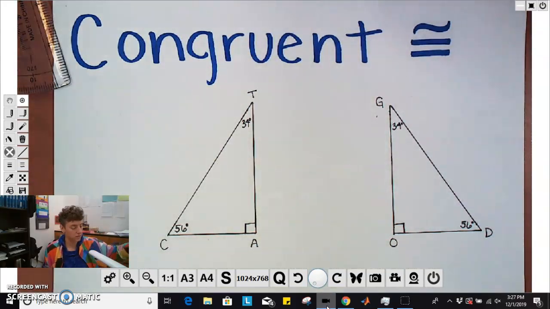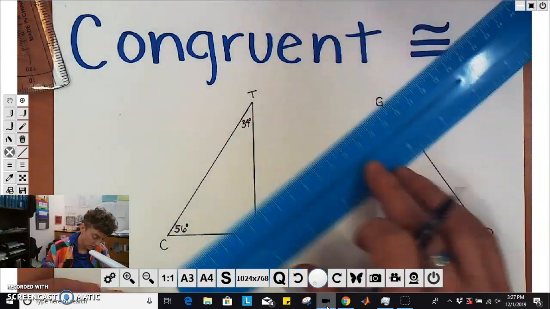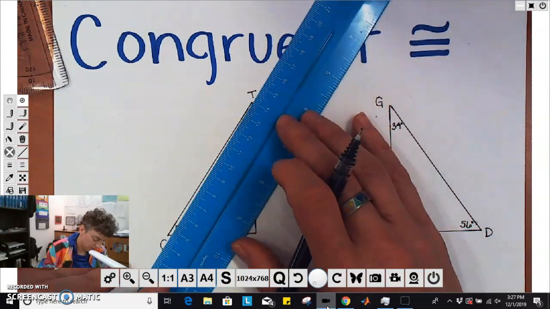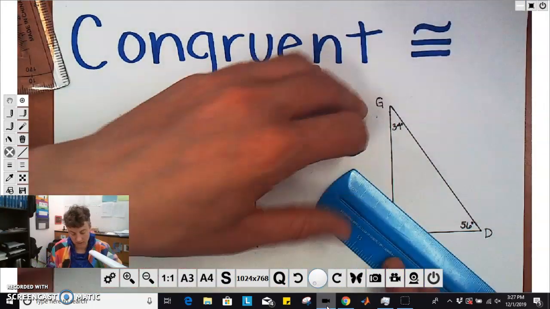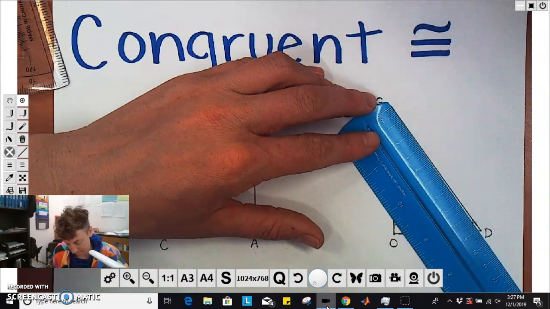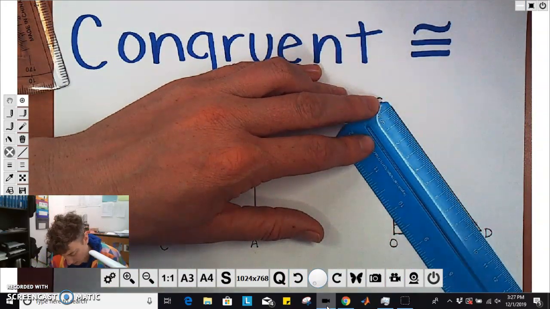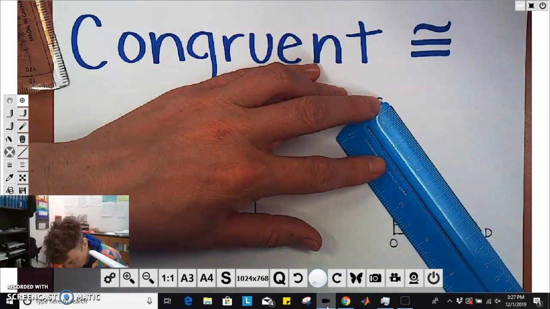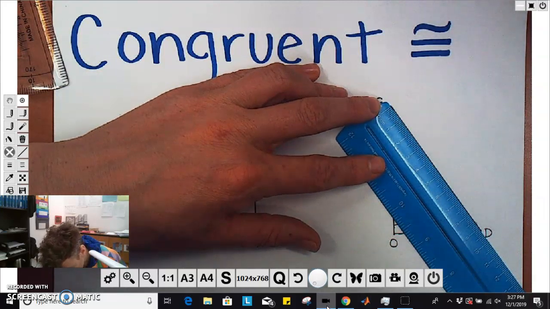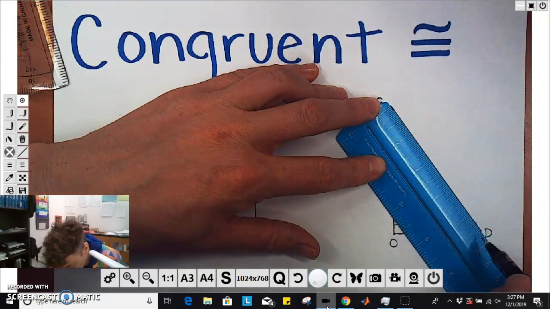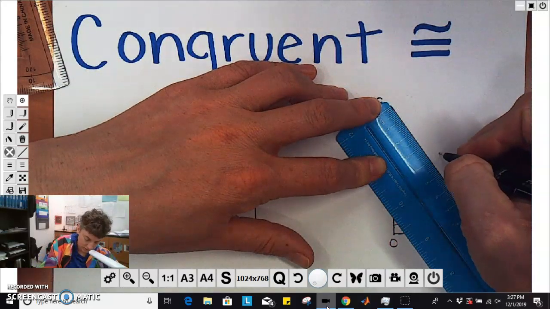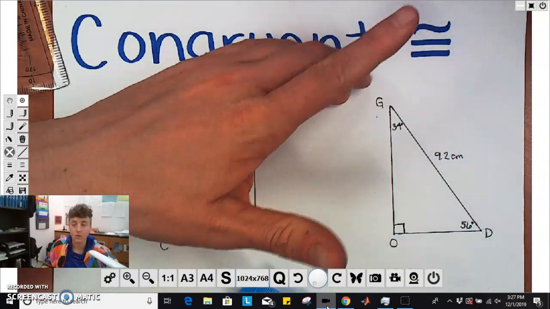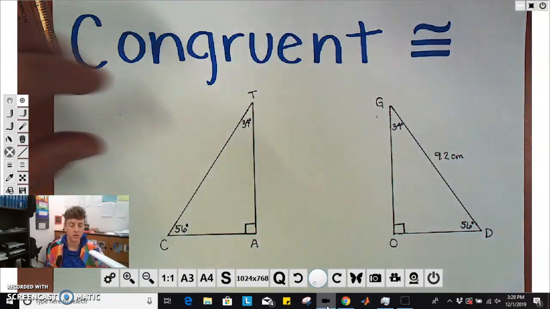All right, well, let's check out all the sides. Am I going to move my paper? That's what we're going to do. Measure this one. You are 9 point... Inside the line or outside the line? Calling it inside the line. 9.2 centimeters. So who else is 9.2 centimeters? Well, CT is.